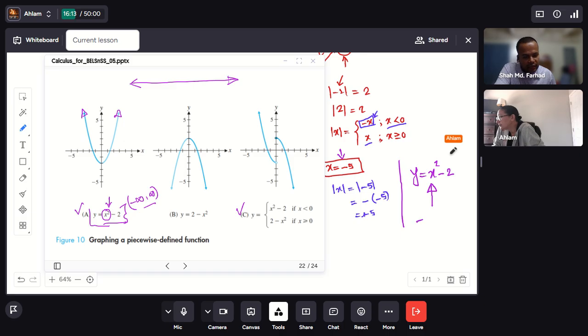That means if you put -1, then you will get the output. If you put +1, +2, you will get the output. If you put -100 even here, you will get the output, right? So if you put +100, you will get the output also. That means it covers all the real numbers. So we can say that the domain of this function is -infinity to +infinity.